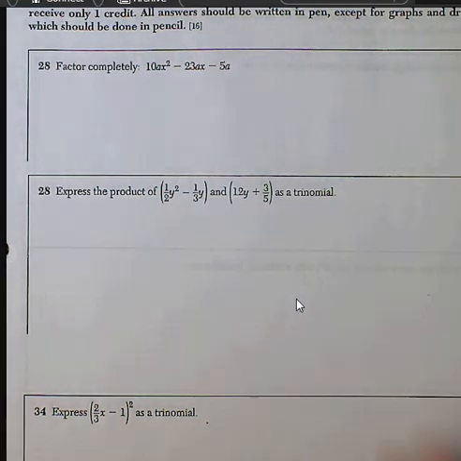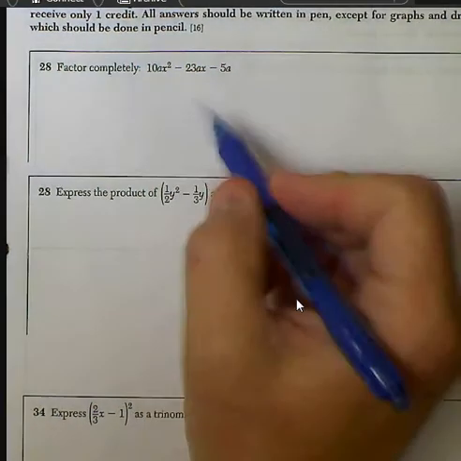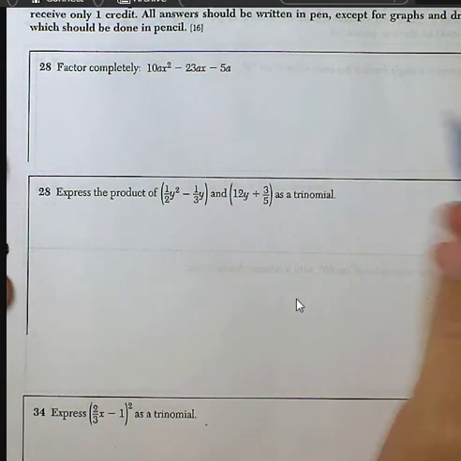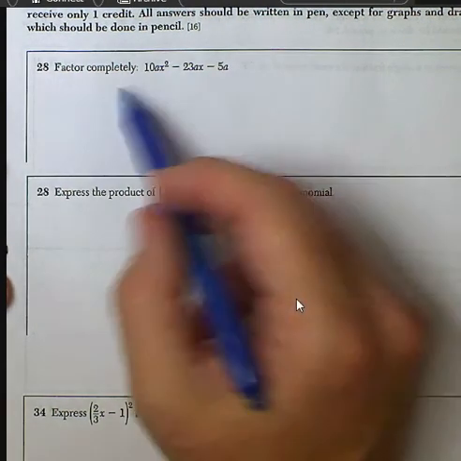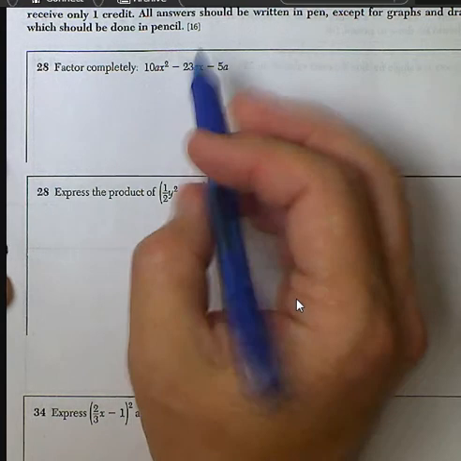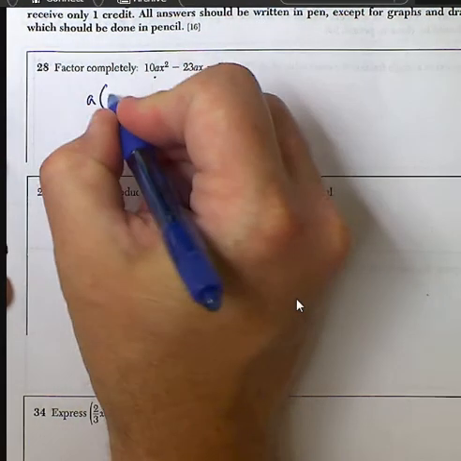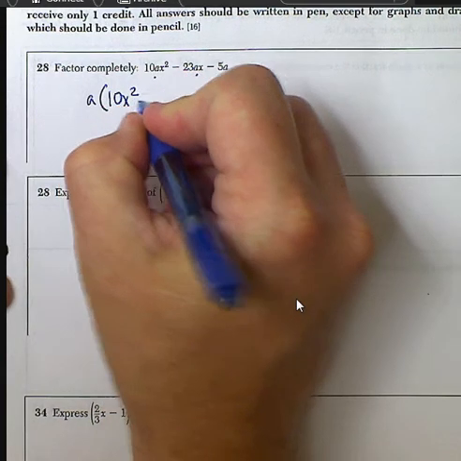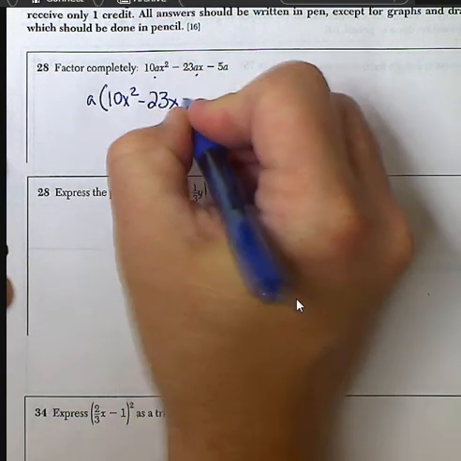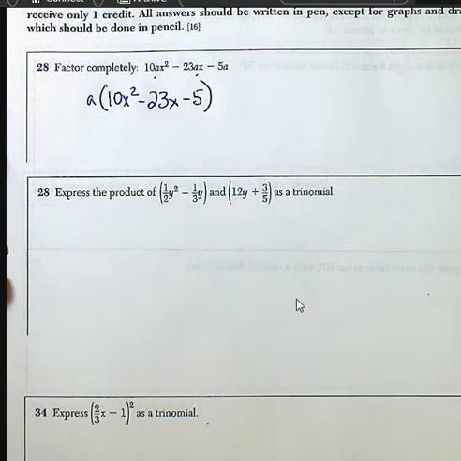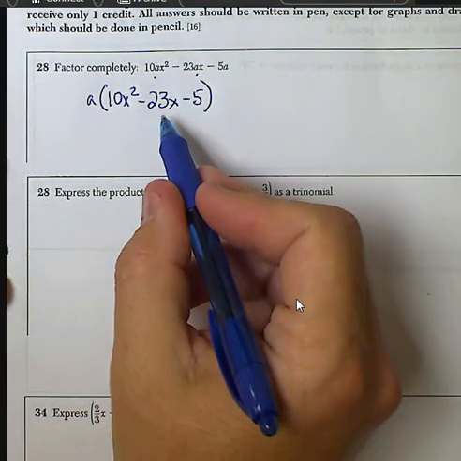Okay, worksheet number 1, question 28. On this one, it's 28, 28, 34, so don't worry about the numbers of the questions, but we want to factor this completely. The first thing you should notice is that you can take an a out. So we're going to take an a out. We're going to get 10x squared minus 23x minus 5. Please do that and show that step because that will be worth 1 point.